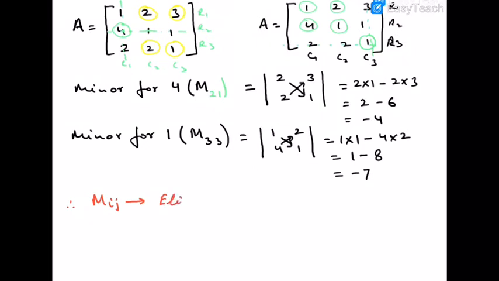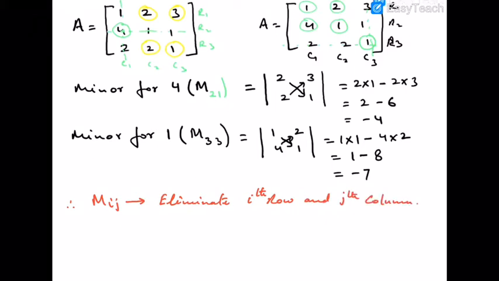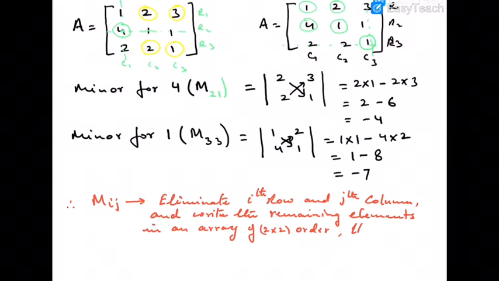Therefore, to find the minor for an element in ith row and jth column, we eliminate ith row and jth column and then write down the remaining elements in 2 by 2 form and then proceed as we do in 2 by 2 matrix.